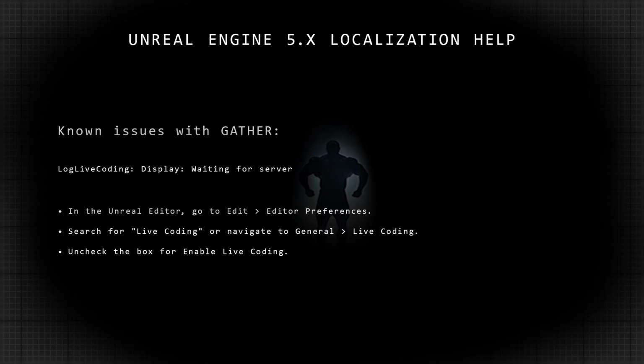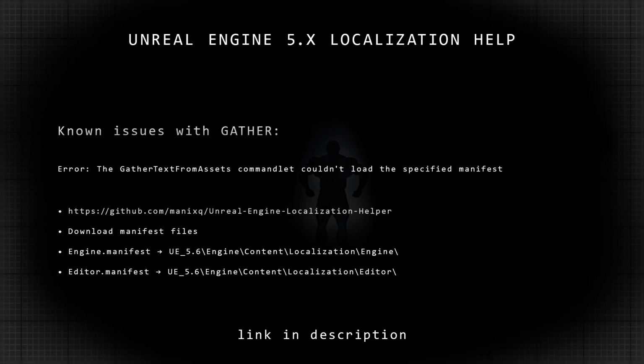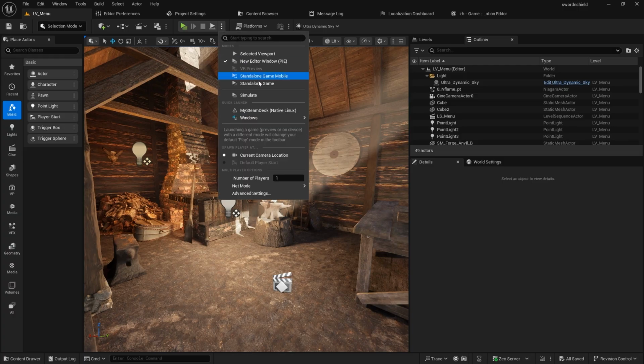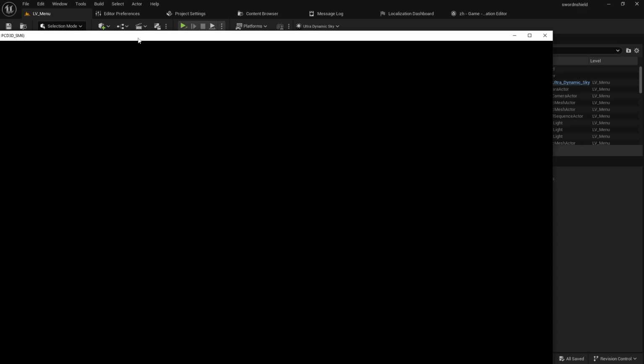Let's get ready to work with the localization dashboard in Unreal Engine 5. To check the current state of your translations directly in the game, use Standalone Game Mode.